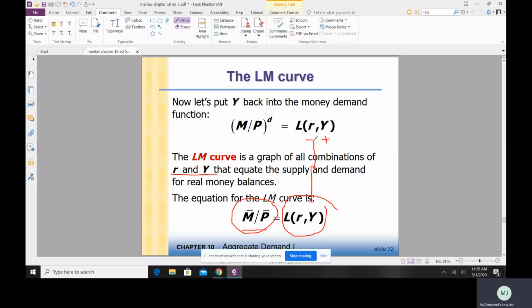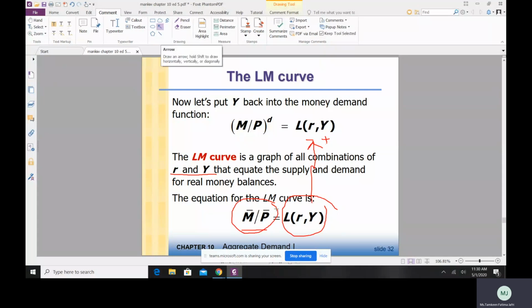I have inserted this function here instead of money demand. So from this equation you can see very clearly that the left hand side is fixed. If R increases, that would imply a decrease in money demand. So in order to restore equilibrium, what should happen to Y? Y should also increase. So that basically gives me a positive relationship between R and Y.